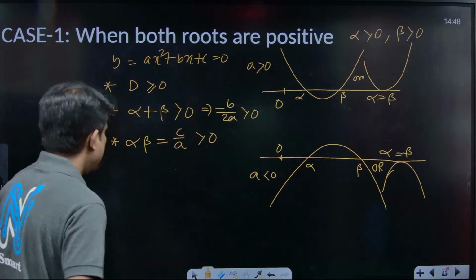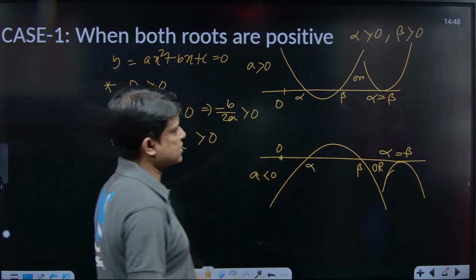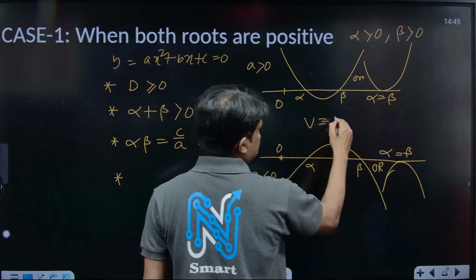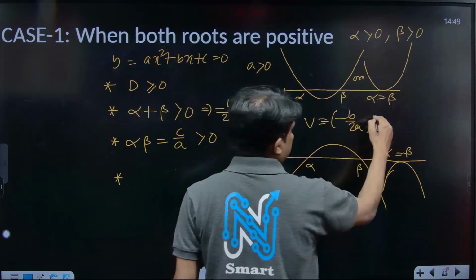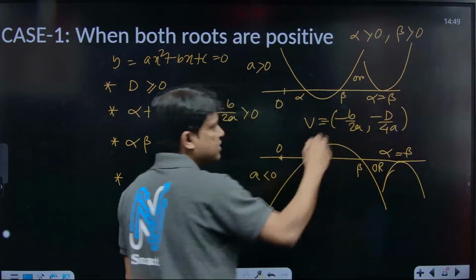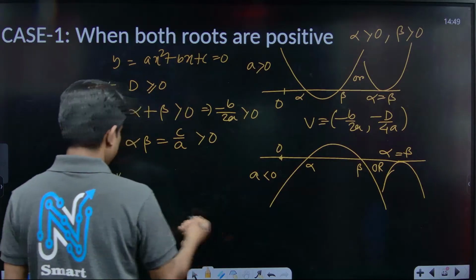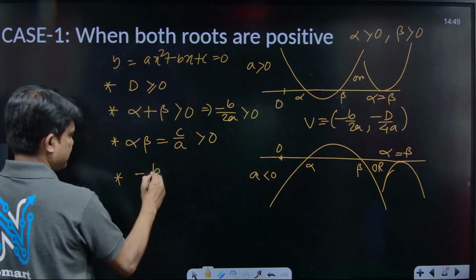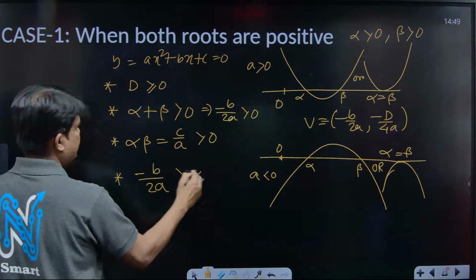Okay, as well as this, the vertex abscissa. We know the vertex is minus b by 2a, and minus discriminant by 4a. So the abscissa of the vertex is obviously on the right side of the origin, because both roots are positive. This is minus b by 2a, a strictly positive quantity, clear?